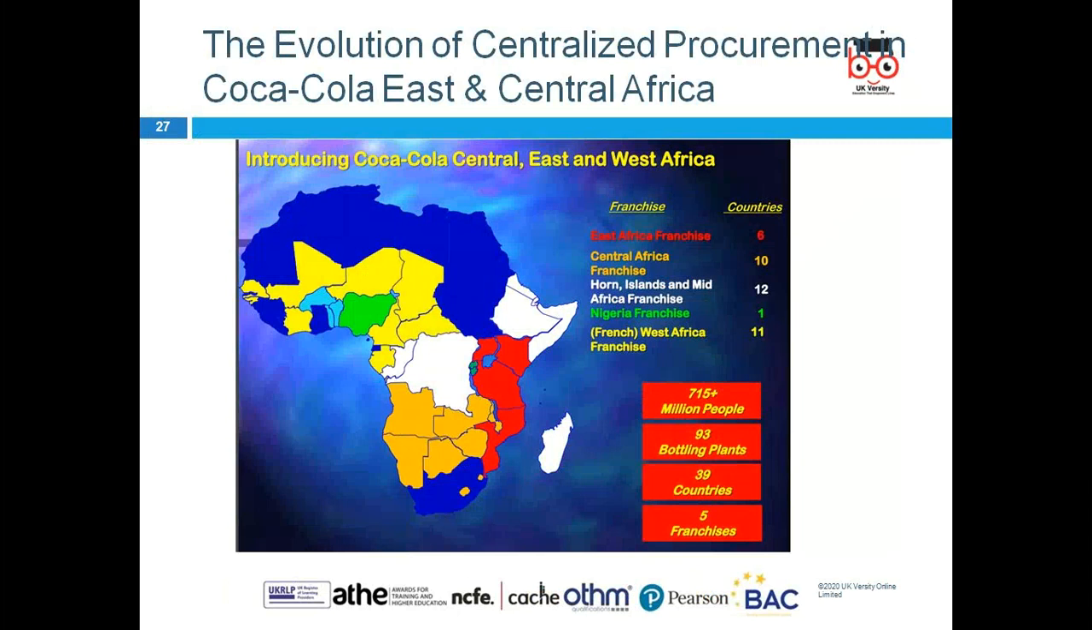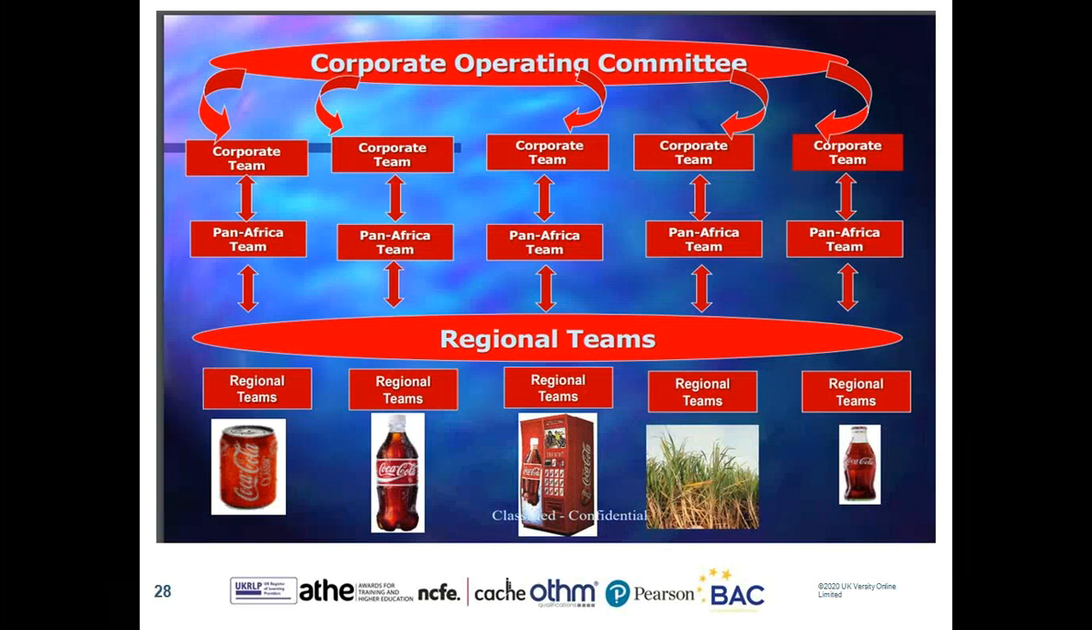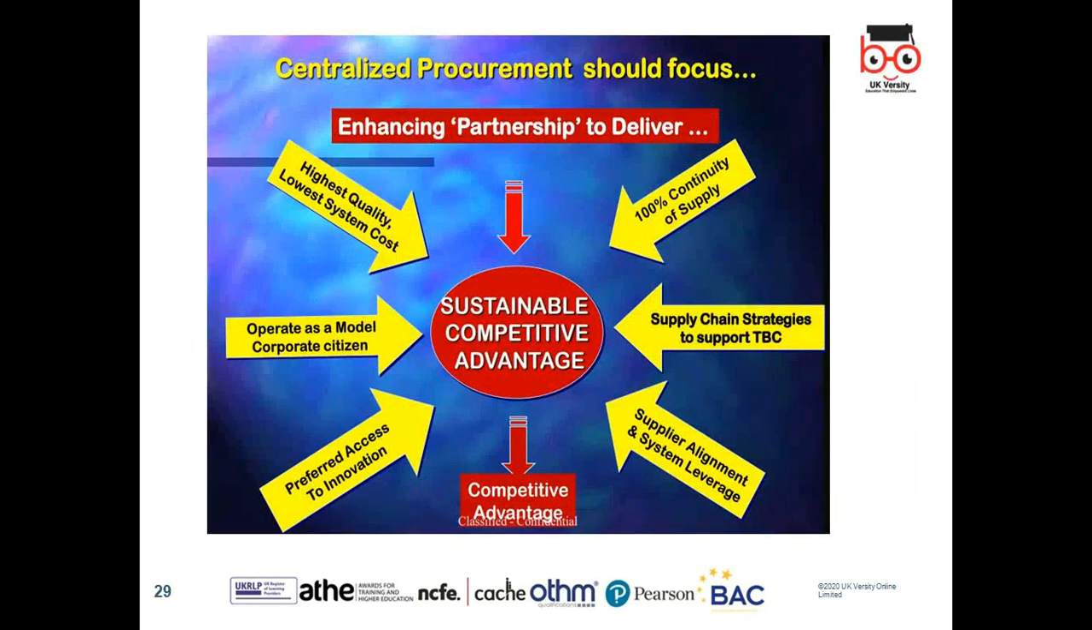Then this example is Coca-Cola, how they centralize in Africa their supply chain across different countries. They centralize their stores, deliveries and supply chain procurement. So in the whole of Africa, they centralize it. Then you look at the corporate operating committee. They have teams, then regional teams, and they allocate through one centralized system.